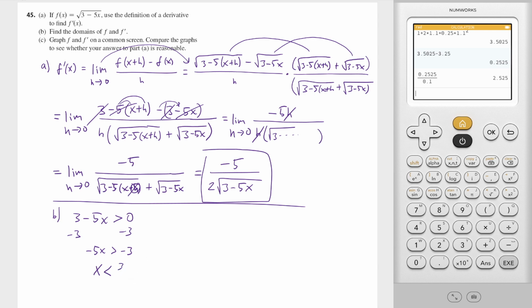Alright, this is a bit annoying. It's trying to erase this thing. I want to write a better 3 and it won't erase. Come on. Okay, there we go. Finally erased. 3 over 5.